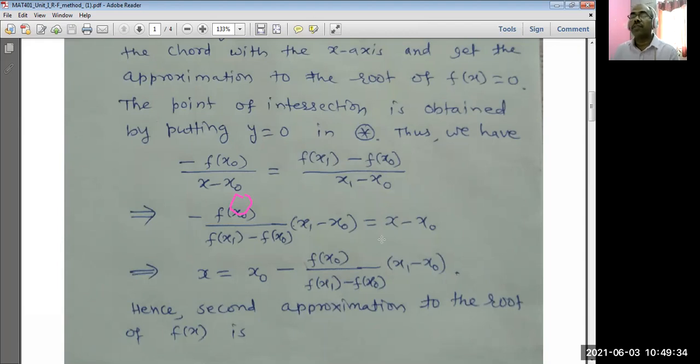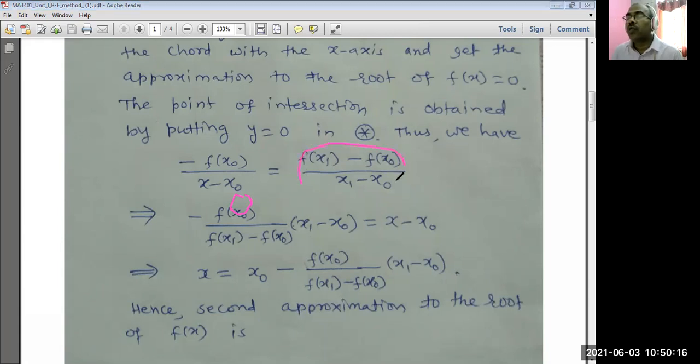To find the value of x, we simplify in this way. Just multiply and divide. So here the calculation is like this. This is 1 minus 1 upon x minus x0, where x minus x0 is in the denominator on the left hand side. If you shift it to the right hand side, we have x minus x0 on the right hand side. And here in this expression, the first expression, it is here.